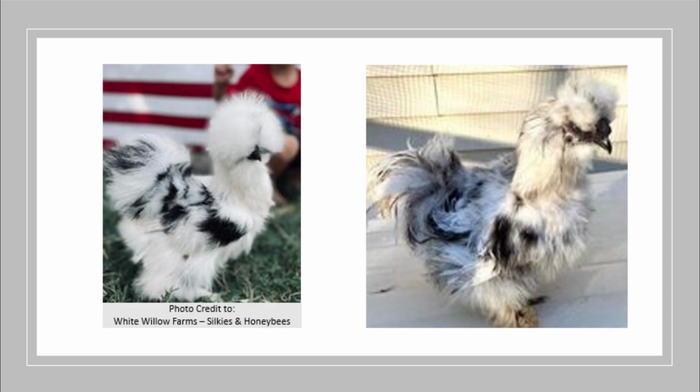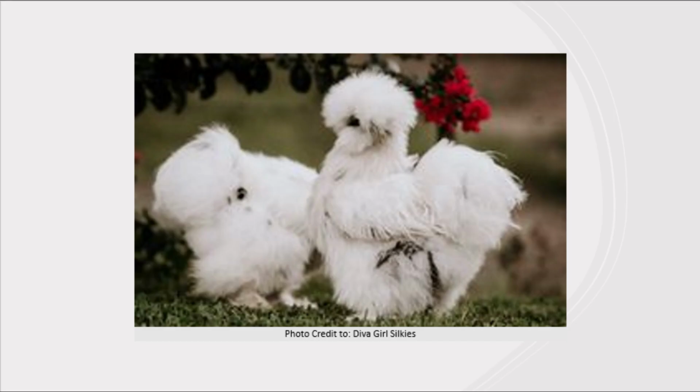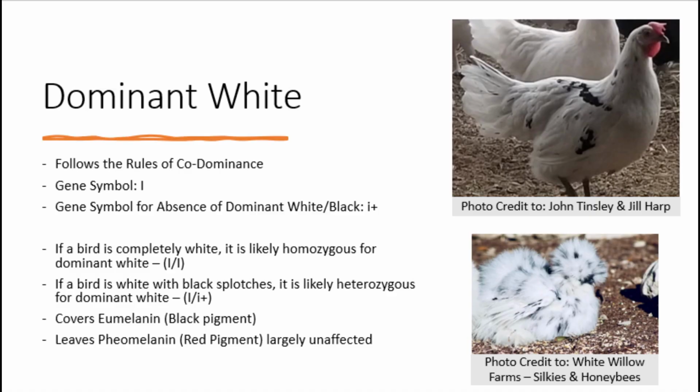In general, breeding a paint to a black bird should create paints with more black, and breeding a paint to a white bird should create birds with more white. As mentioned earlier, the gene symbol for dominant white is a capital I. The gene symbol for the absence of dominant white, which is black, is a lowercase i with a plus sign afterward to show that black is the wild type.